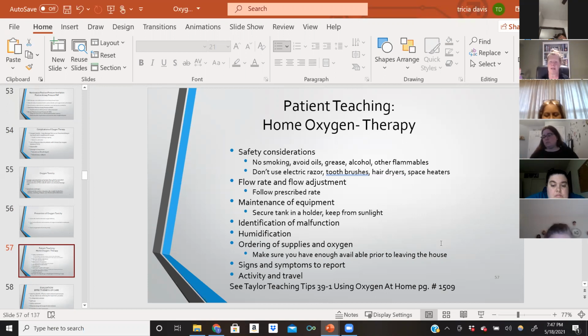We want to teach them how to maintain the equipment. So if they have an oxygen tank, it should always be secured in a holder. If they fall around or they get thrown, they can explode. So we always want them to have that little holder. We want it also to be protected from sunlight.